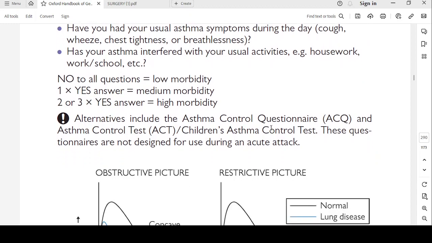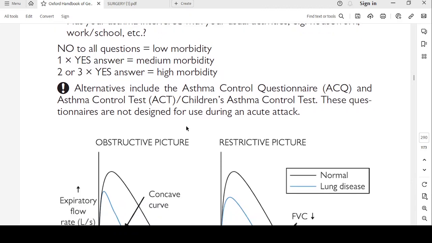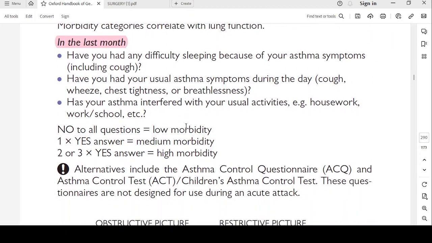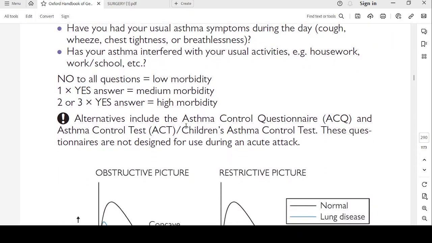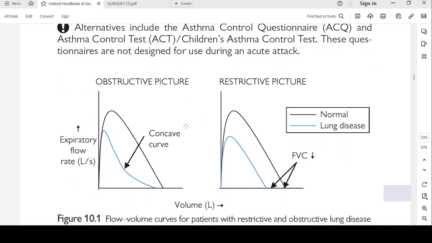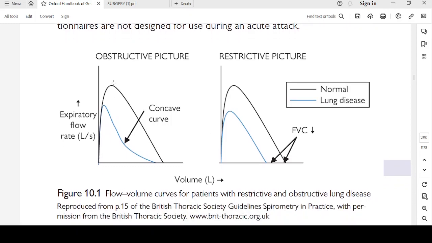Alternatives include the asthma control questionnaire, the asthma control test, or the children's asthma control test. So these are the alternatives. Otherwise, the first one is RCP 3 questions. These questionnaires are not designed for use during an attack. That is only for control and monitoring of treatment.